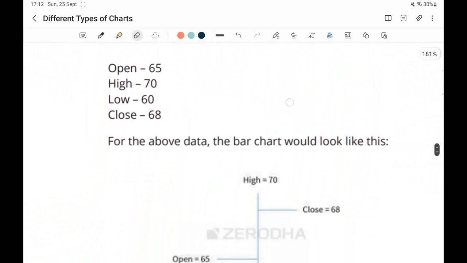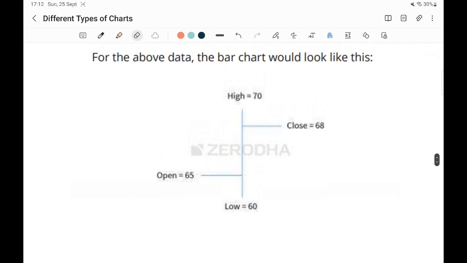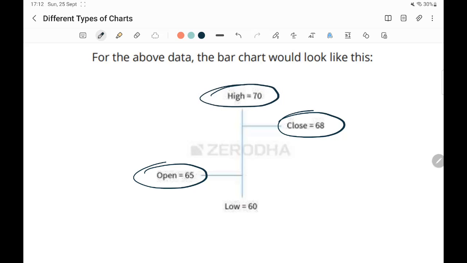If you come here, whenever you see a green candle, that means the stock opened at a lower price but closed at a higher price. In this case, the stock opened at around 65 and closed at around 68, which is 3 rupees more than the opening price. Due to that, the candle is a green candle. In the same manner, the high achieved in that particular time frame, take the example that this is a day's chart, is around 70, and the low achieved is around 60.